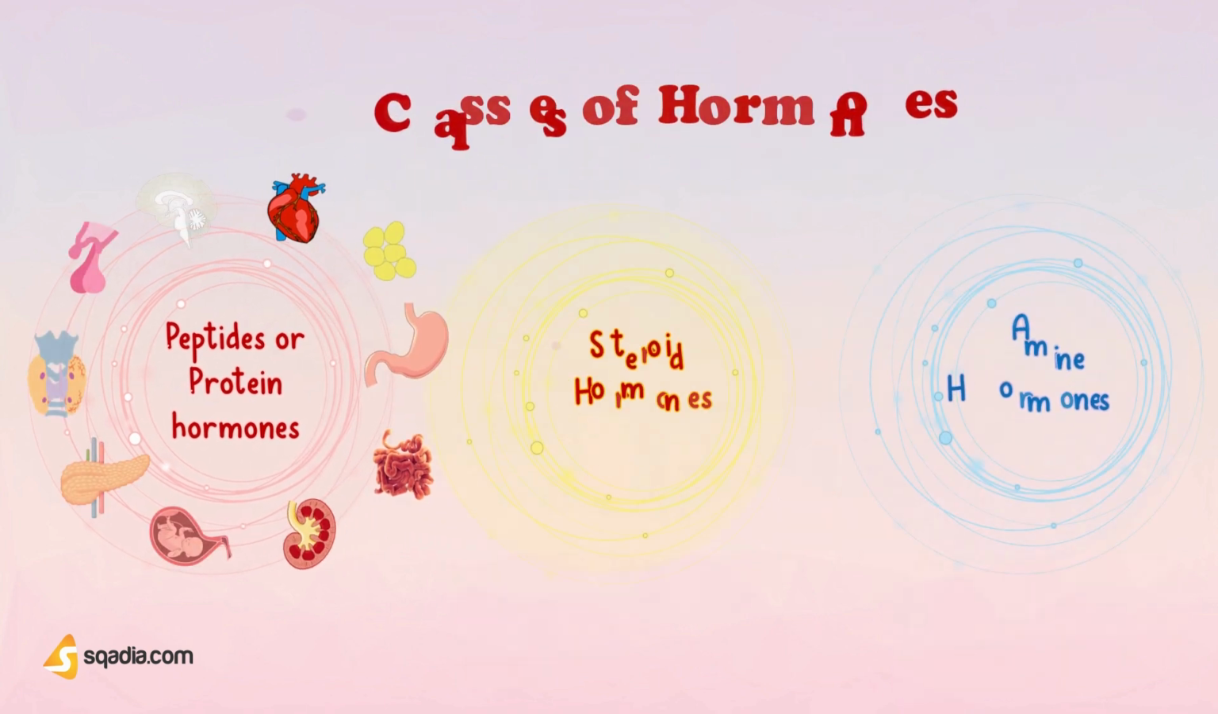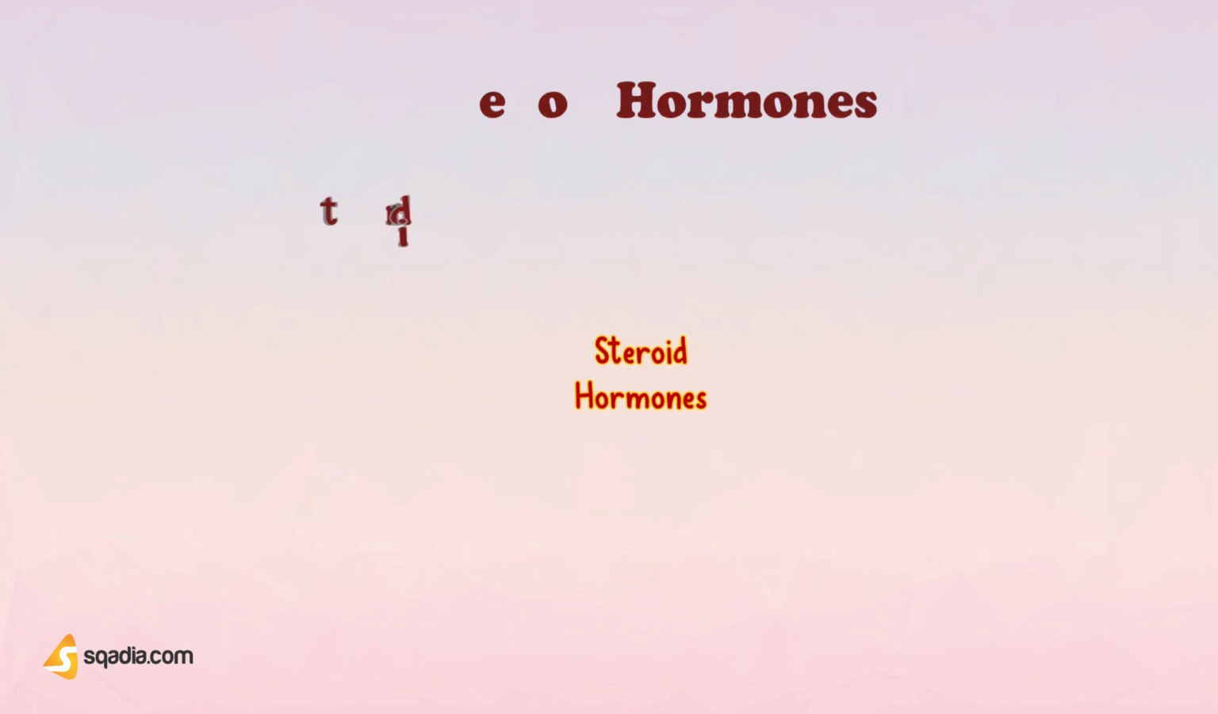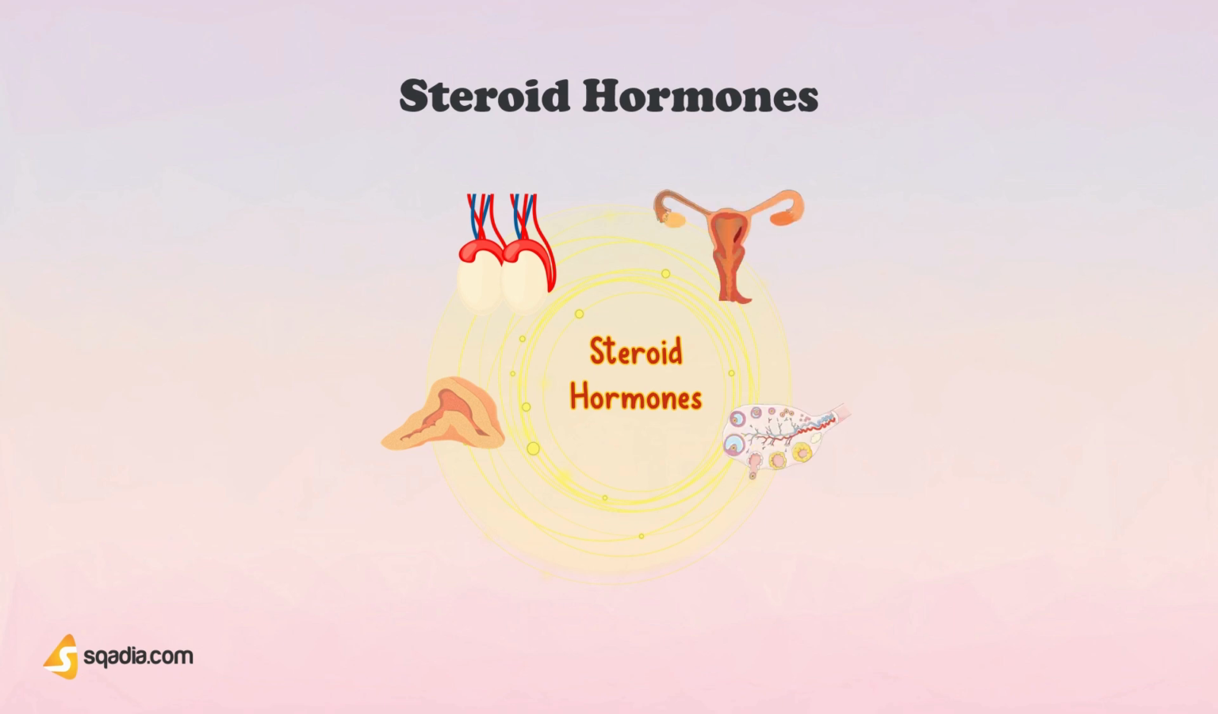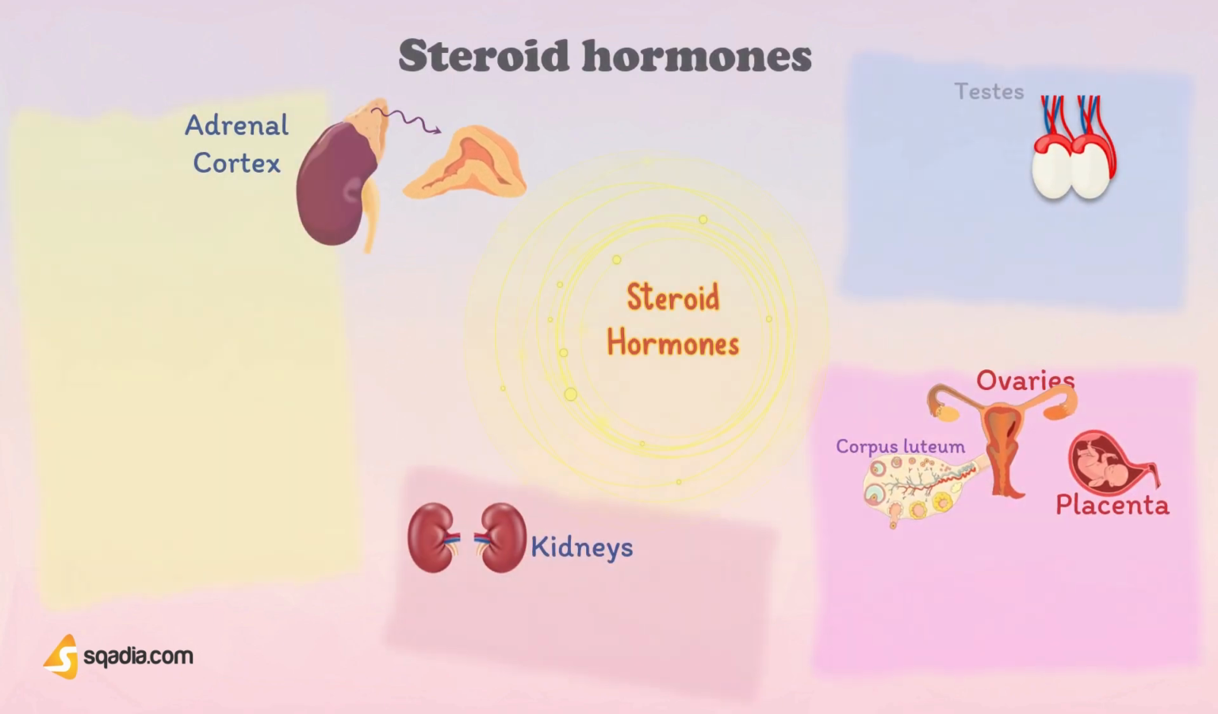Now move forward towards second class of hormones, which are steroids. Steroid hormones are released from the adrenal cortex and reproductive organs, including the testes, the ovaries, the corpus luteum, the remaining hormones from the placenta, and another one from the kidneys. Let me tell you the steroid hormones from these glands.